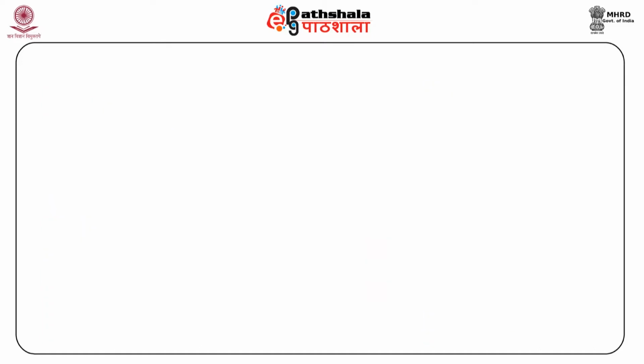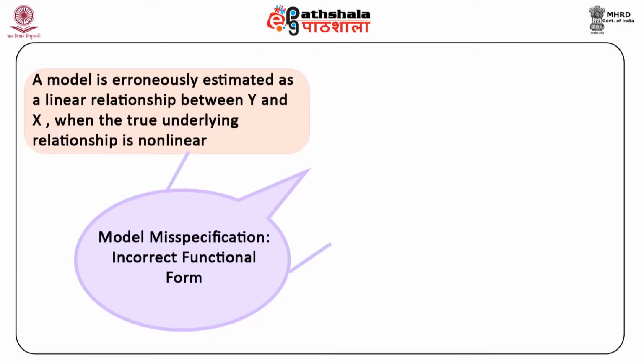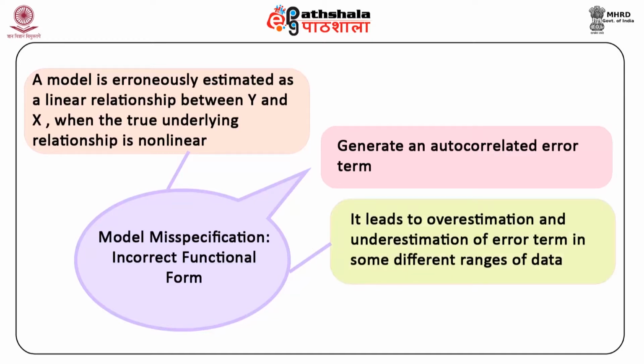Moving on to the second cause, which is model misspecification, that is, incorrect functional form. Sometimes a model is erroneously estimated as a linear relationship between y and x when the true underlying relationship is nonlinear. This is likely to generate an autocorrelated error term, because it leads to overestimation and underestimation of the error term in different ranges of data.